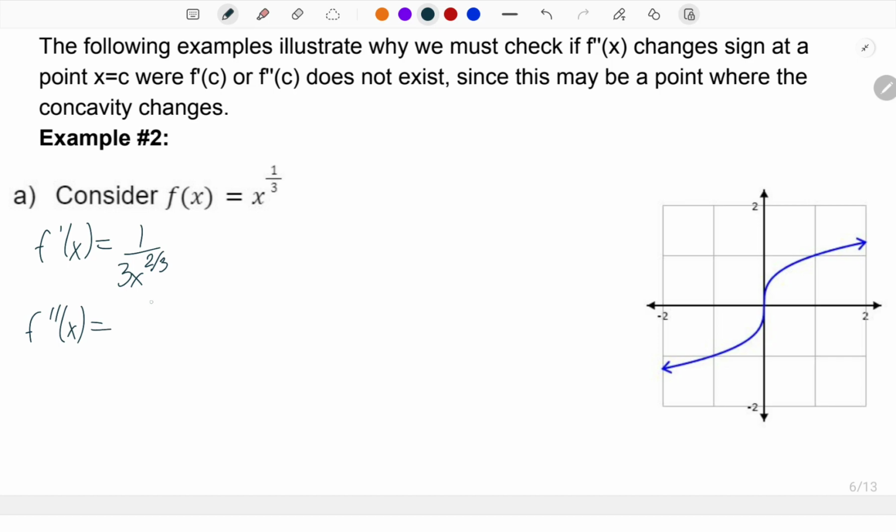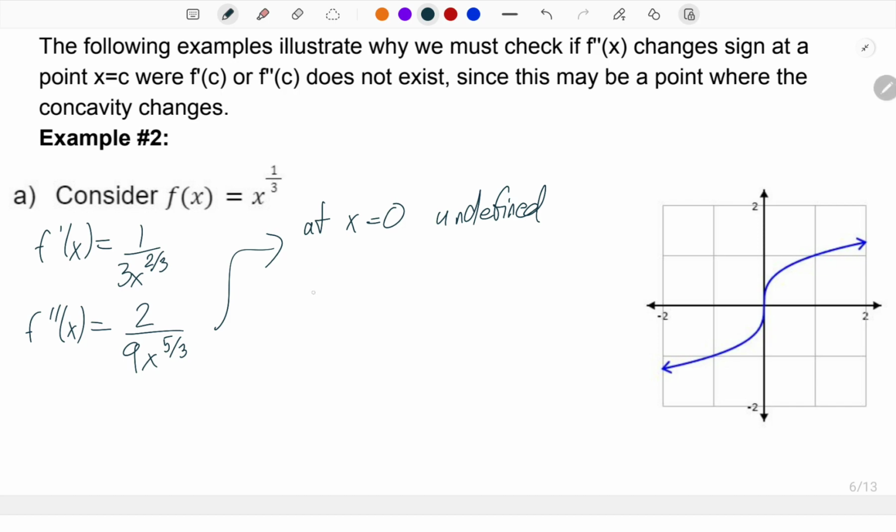Yeah, and I'm just going to go straight to the answers here. Again, we'll just do things quickly here. So -2/9 x to the -5/3. Double check that for yourself, of course, too. So we've got that derivative. And if we take a look at the second derivative, at x equal to 0, undefined. There are no zeros actually itself because the numerator can never equal 0.